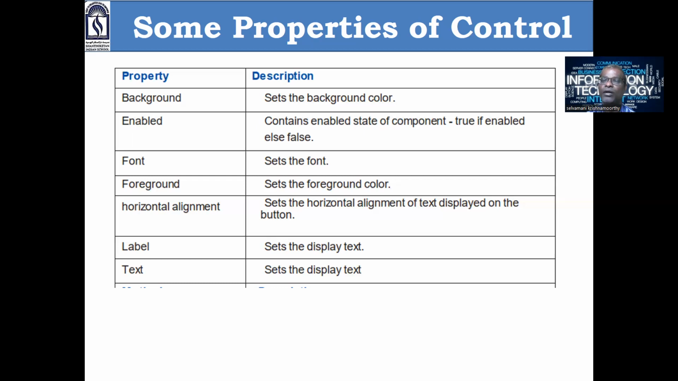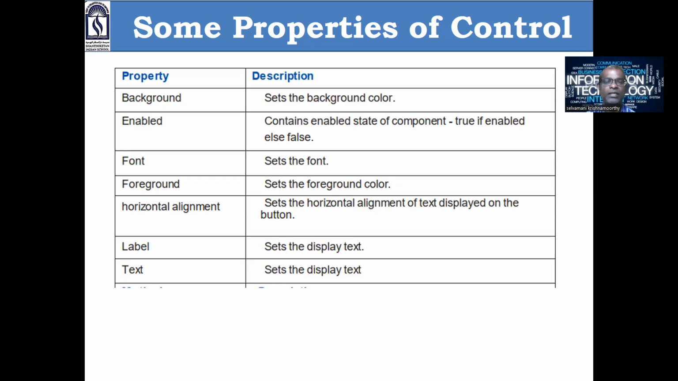Font, foreground, you already know very well. Font sets the font of the text available on the control. Foreground sets the foreground color. Previously we studied background, now the foreground color of the control. Horizontal alignment sets the horizontal alignment of the text which is displayed on the control. It may be a button, it may be a text field.